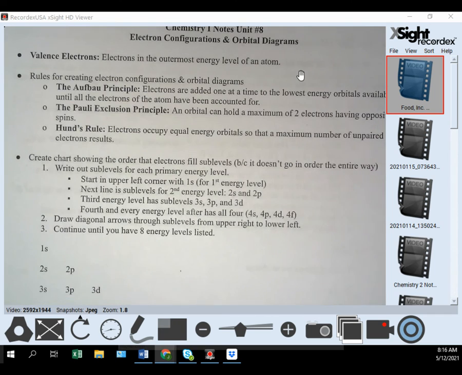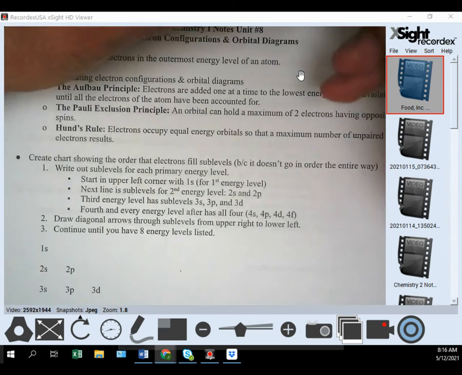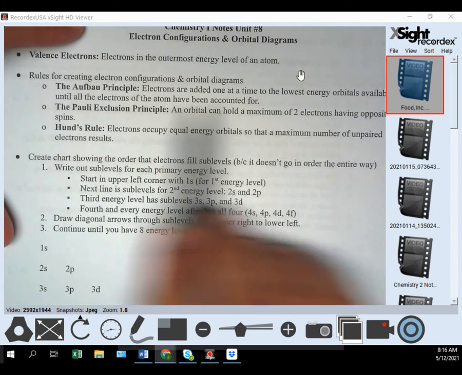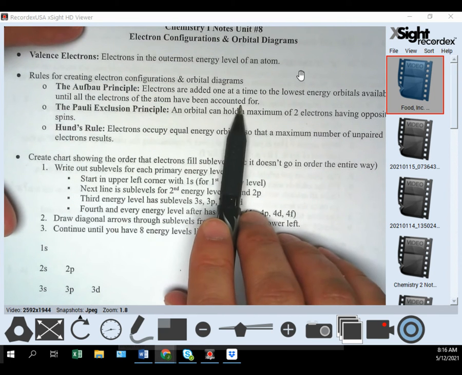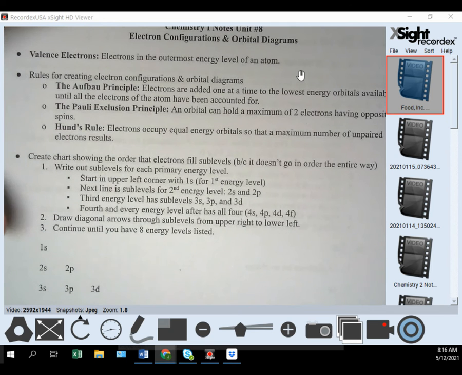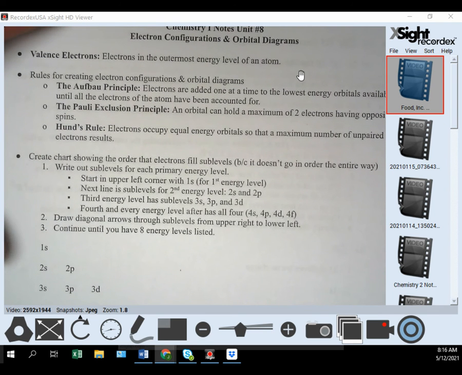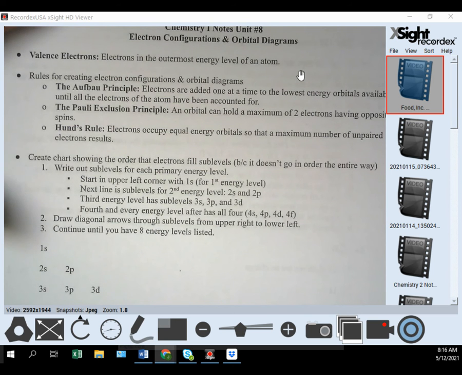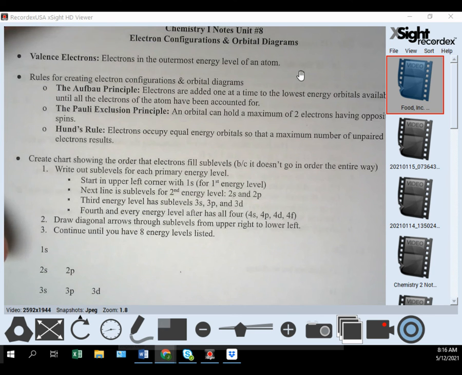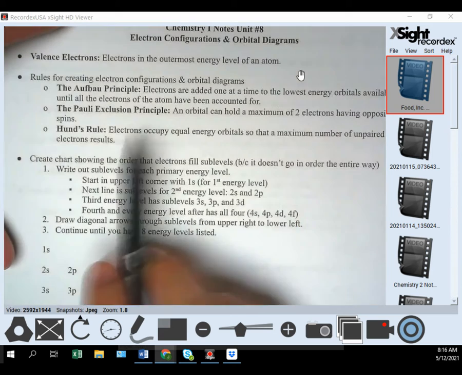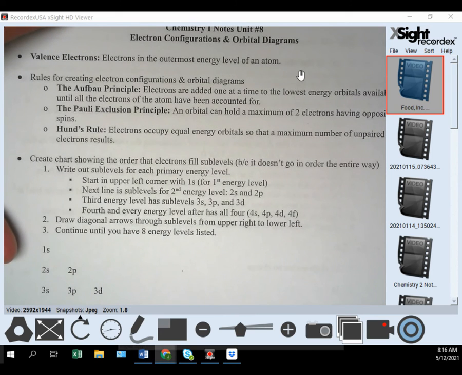There are three things. There's the Aufbau principle, which says that electrons are added one at a time to the lowest energy orbitals available until all the electrons of the atom have been accounted for. So when electrons are added, they go into the place that takes the least amount of energy for them to go there, which makes sense, because if it required more energy, it would take longer. If there's nothing in the second level, they're not going to wait until they have enough energy to go to the fourth level. They'll fill up the lowest energy ones first. An atom will fill up its lowest energy levels as electrons come in.